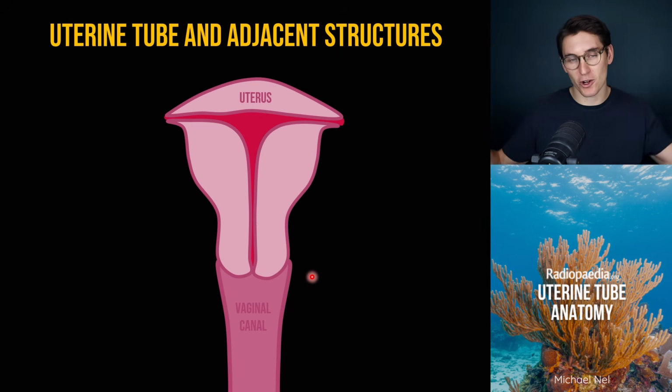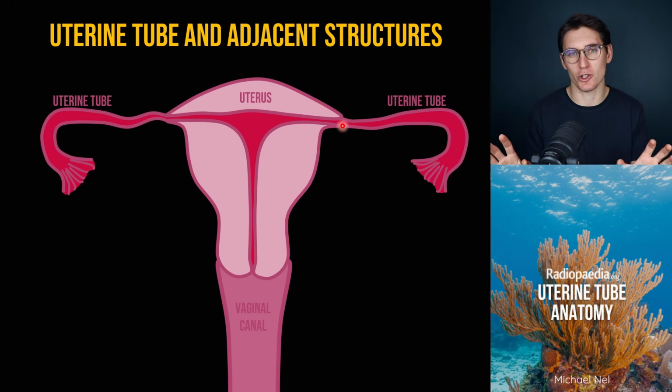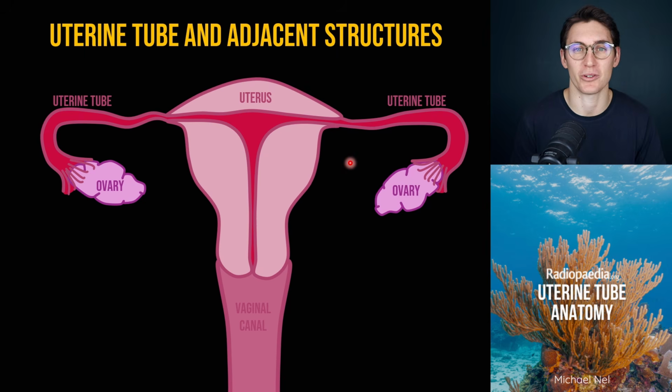Then extending from the uterus, both on the left and right hand side, are the uterine tubes. They extend from this region known as the cornu of the uterus. Those uterine tubes generally head out posterior laterally towards the left and right ovaries.